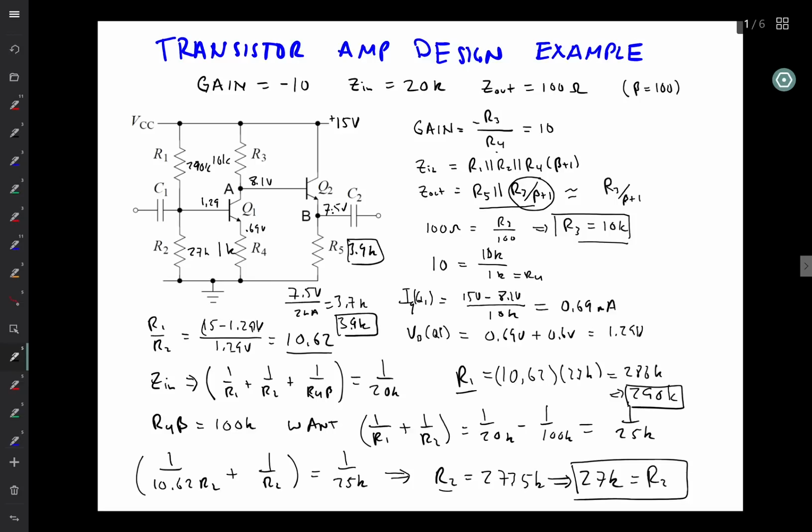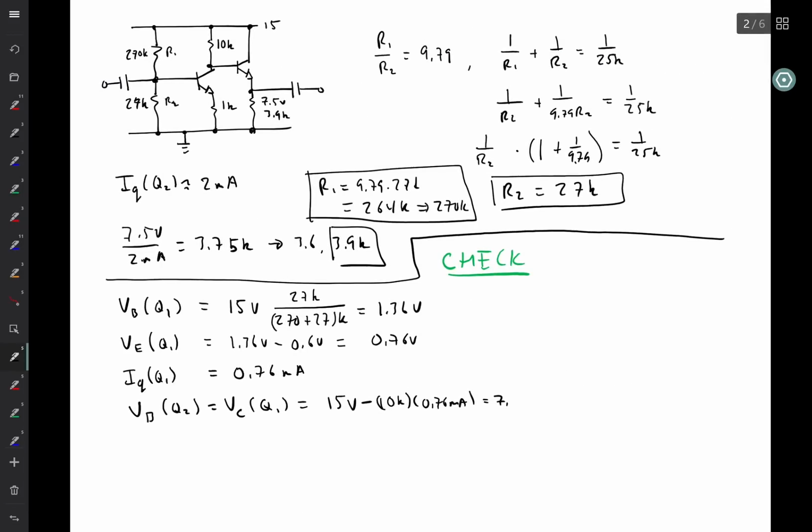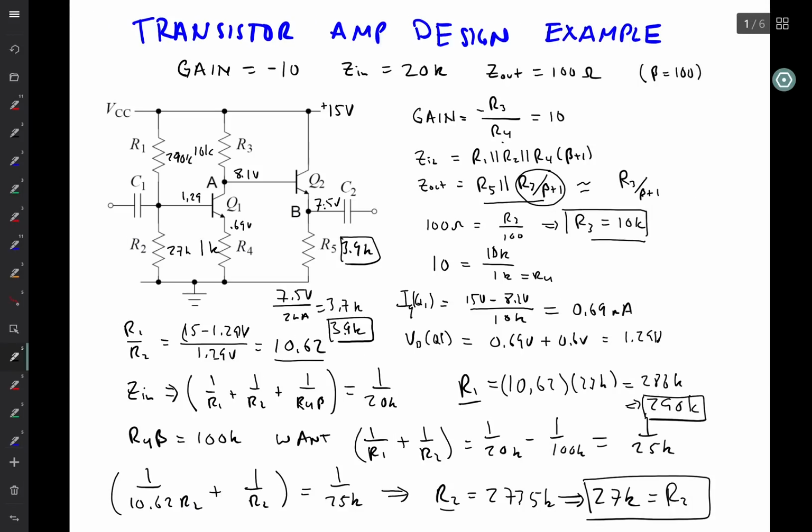Okay, so that's the whole design that we need for this little transistor amp. Now once you have completed the design, you really should go and check. So what you want to do now is calculate the values of the various impedances given the known resistances that you have applied, and see if they come close to what you expect them to. So 10K there, 1K there, 3.9K there, 290K there, 27K there.